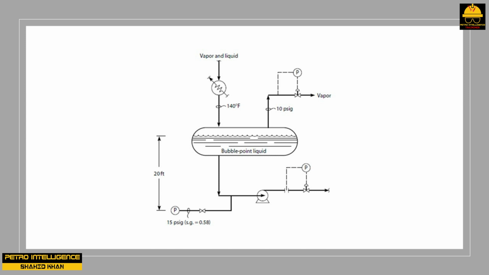This will be the NPSH available to the pump after we convert from psia to feet of liquid head. The specific gravity of the liquid being pumped, as shown in the picture, is 0.58 specific gravity.